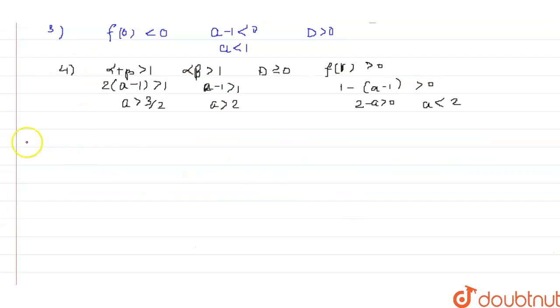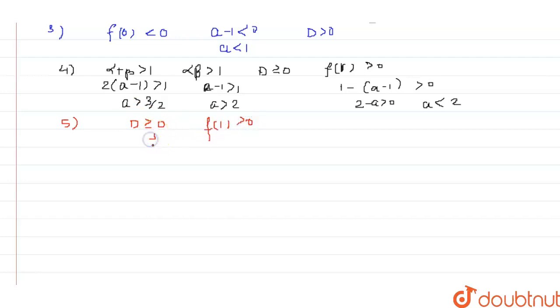Next condition is if both the roots are smaller than 1. So if both the roots are smaller than 1, then what can we say? Both the roots are smaller than 1. We cannot comment on alpha plus beta. We cannot comment on alpha beta, but we can comment on d, which should be greater than or equal to 0, and we can comment on f of 1. So f of 1 is going to be greater than 0.